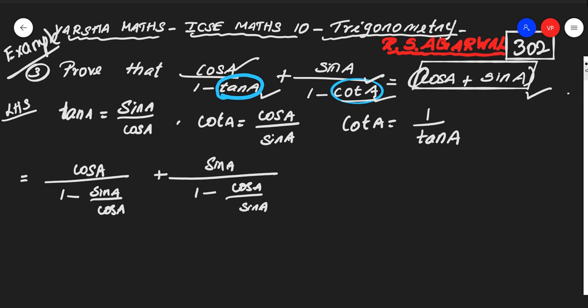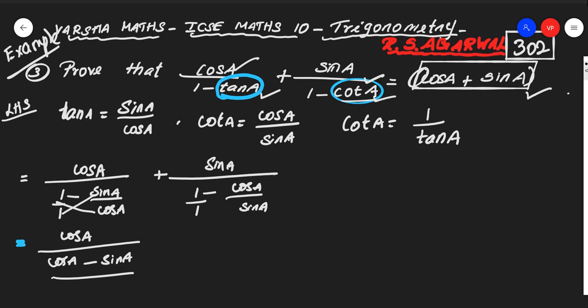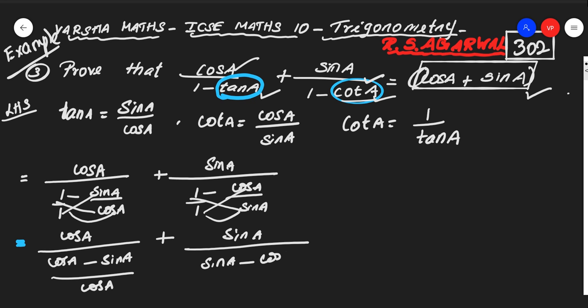Now we have to take the LCM. How will you take that? Take this 1 and this 1, and we have to cross multiply. So cos A divided by, cross multiplying, 1 into cos A minus 1 into sin A. The denominator is just 1 into cos A. Plus, this is sin A by, again cross multiplication, sin A minus cos A, and the denominator is sin A.